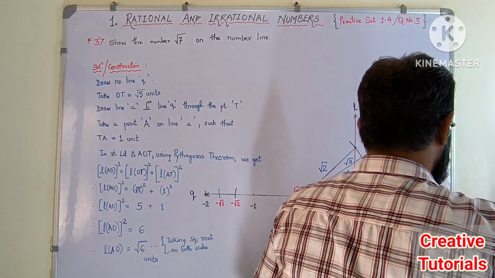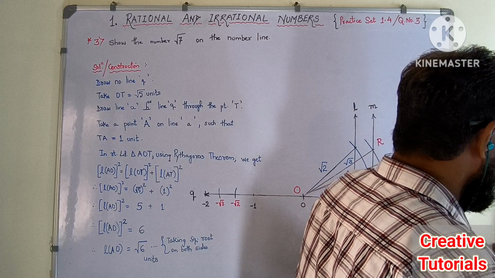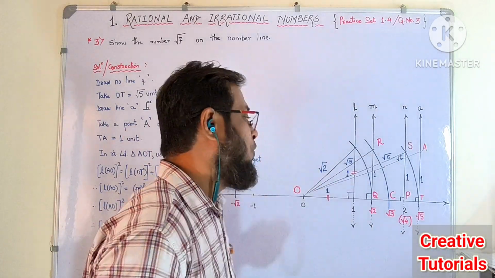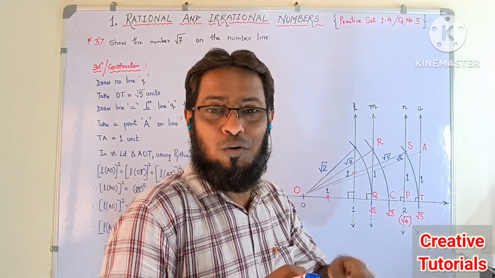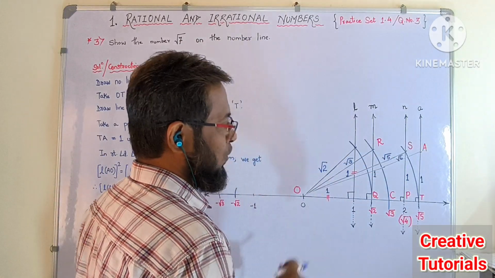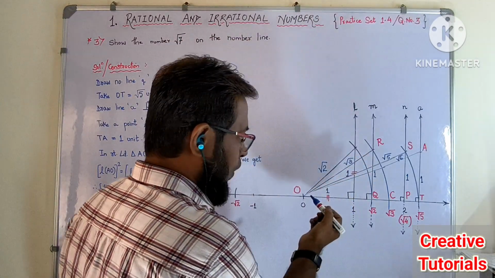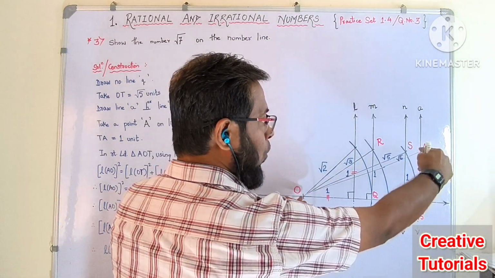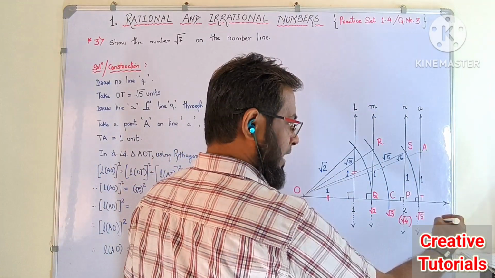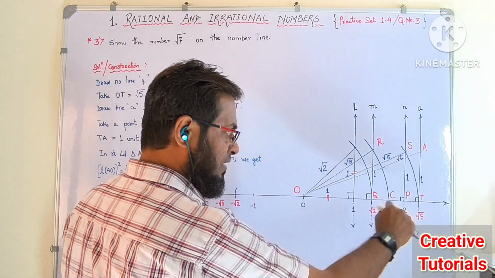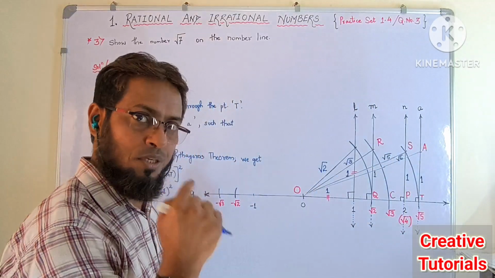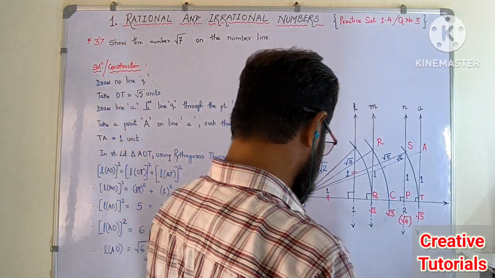So now what we will do, we will take our compass, this one. Of course you will be using your proper compass. This is my jugaad. So what we will do is, we will take O as center and OA as radius and draw one arc and cut that arc on this line. Wherever that arc intersects this line, that is my point showing root 6. Okay, let's do it.